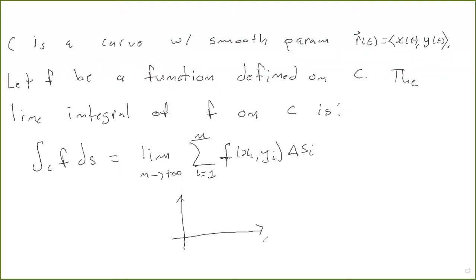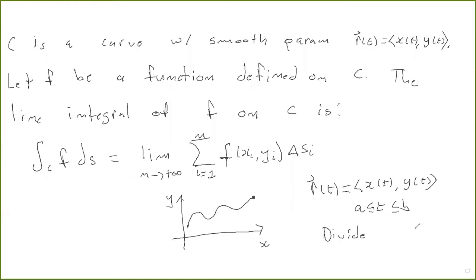So let's say we have a curve here in the xy plane. So some curve like this, okay, it has smooth parameterization. This curve is given by the parameterization r of t, and we know that t is in between a and b. Okay, so we're going to break up t, break this interval up. We're going to divide the interval a to b into n intervals of equal size, of equal length. And the length will be delta t.